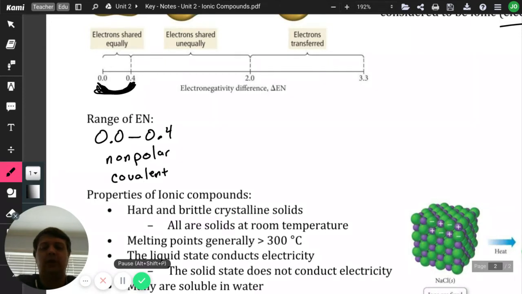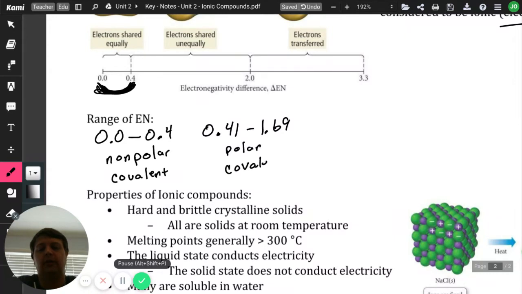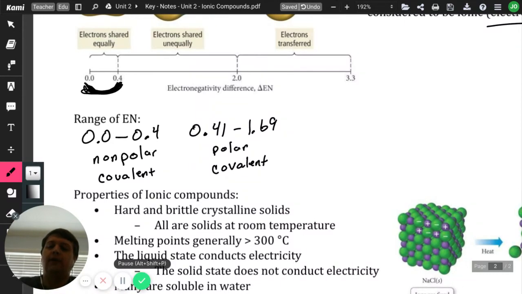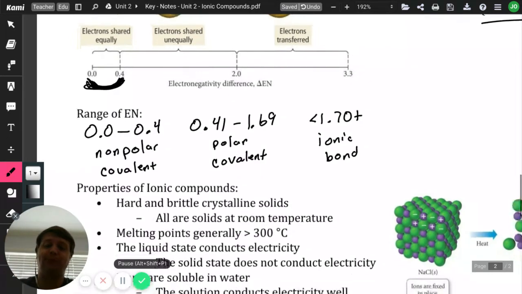If I have between 0.41 and 1.69, we call that a polar covalent bond. And then last, if I have 1.70 or greater, then that's what we would call an ionic bond. And again, it's not 100% ionic, but it is what we would classify as an ionic bond.